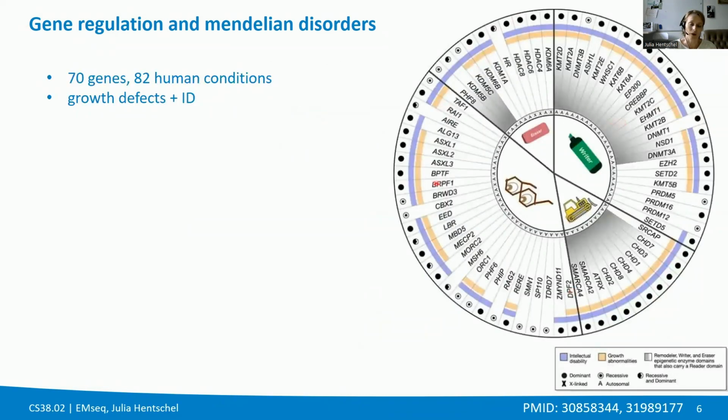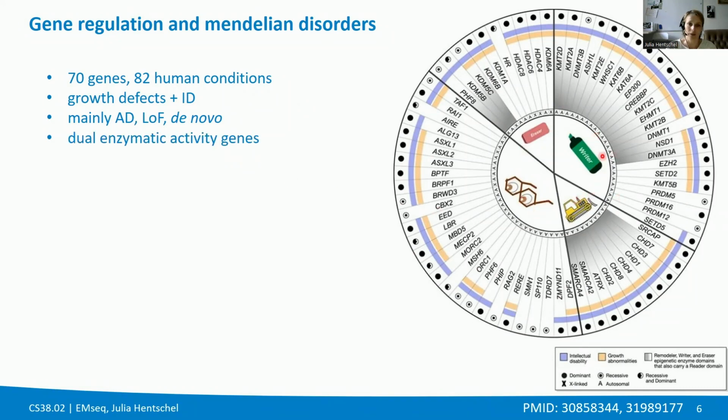Furthermore, there are genes of the so-called epigenetic machinery. To date, we know about 70 of those genes, leading to over 80 human conditions, and patients affected with these show mainly growth defects and intellectual disability. These conditions are mainly autosomal dominantly inherited, and the variants which you find are de novo loss of function ones in most cases.